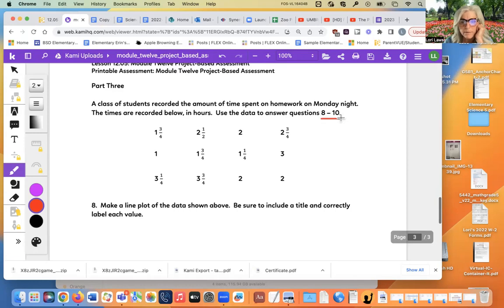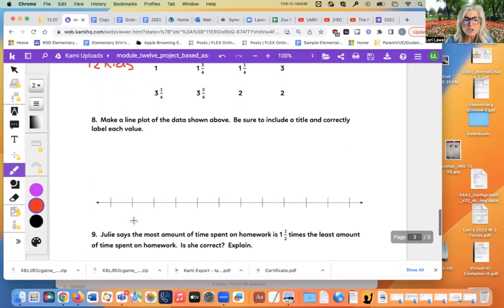Okay, 8 through 10. So this time we're going to have to plot it. We have 1, 2, 3 rows and 1, 2, 3, 4 columns. So 3 times 4 is 12, a class of students on homework. So we have 12 kids. They all did different amounts of homework. We have 12 different times that they spent on homework. Make a line plot of the data shown above.